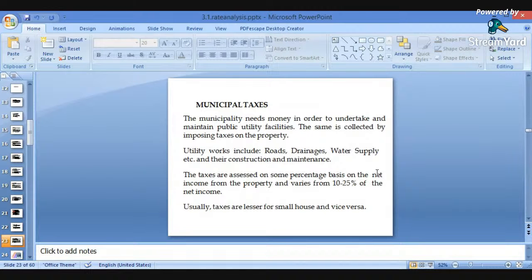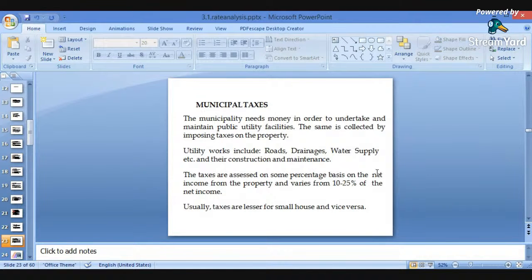Some common public utilities will be utilized by the public. So we have to pay taxes in the form of municipal taxes to the government bodies. The utility works include roads, drainage, water supplies, etc., and their construction and maintenance. For construction of roads, drainage lines and water supply lines, that amount will be required. So in the form of taxes we have to pay so that these amenities or facilities will be constructed by the government firms.